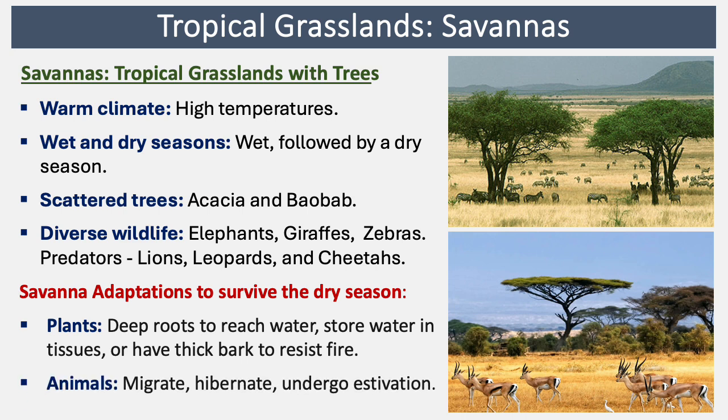The savannas have been significantly impacted by human activities like overgrazing, deforestation, and agricultural expansion. These activities have led to soil erosion, habitat loss, and changes in biodiversity.